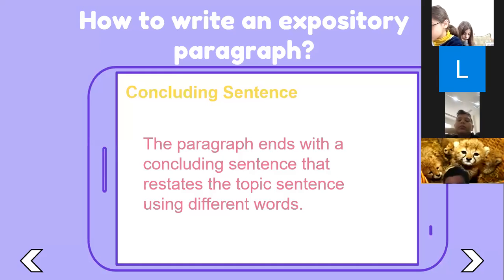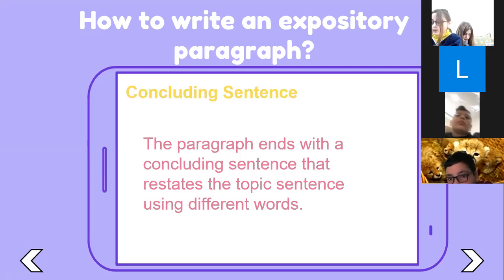So the informational paragraph is a paragraph that gives you information. It gives you information, facts, and reasons. Okay? When you add your opinion as a writer at the end, then it would be informational and persuasive at the same time. So, what are the parts of the paragraph? Topic sentence, supporting sentences, and a concluding sentence.